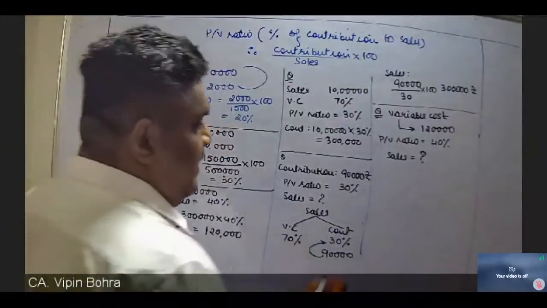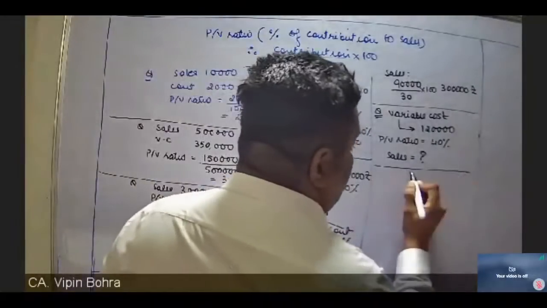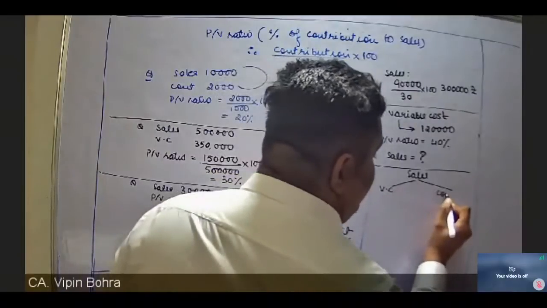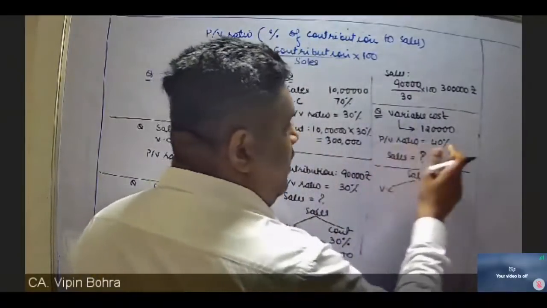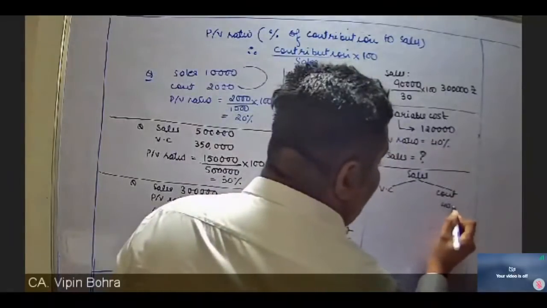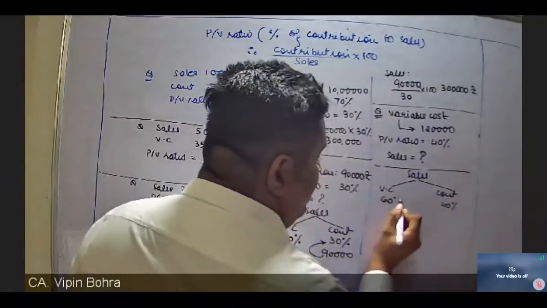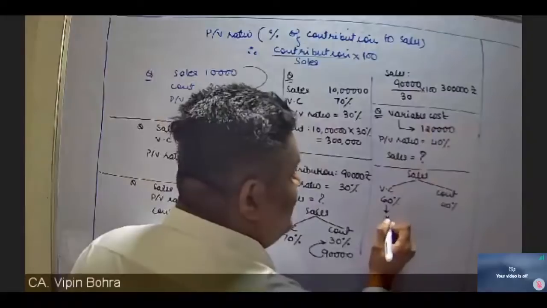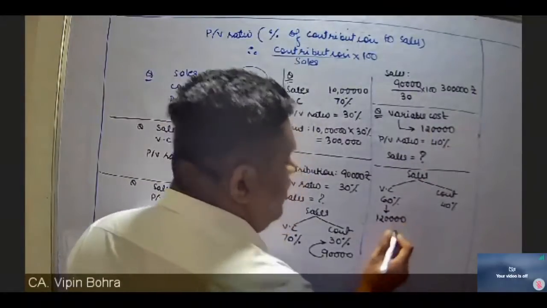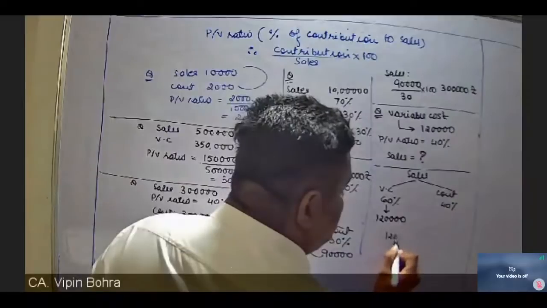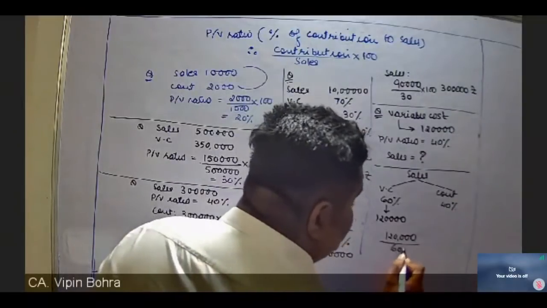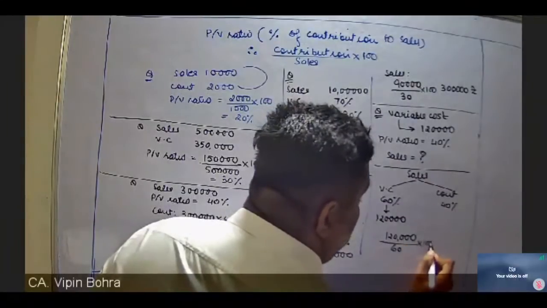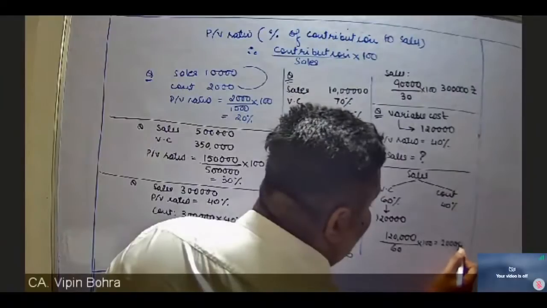See, as I discussed here, at the initial stage, we make two breakups of sales, that is variable cost and contribution. Now, if the percentage of contribution to sales is 40%, then variable cost will be 60%. Now, in the question, is contribution given? No, variable cost is given, that is 1,20,000. So, 1,20,000 is equal to 60%. So, how much will be 100? Very simple, 2 lakhs, simple mathematics.